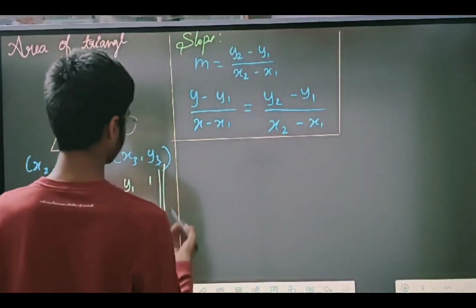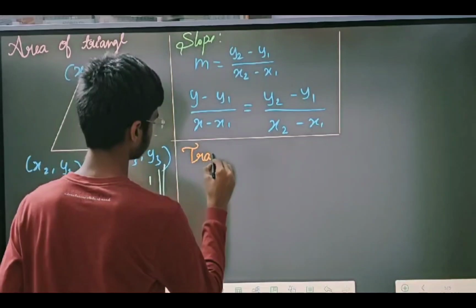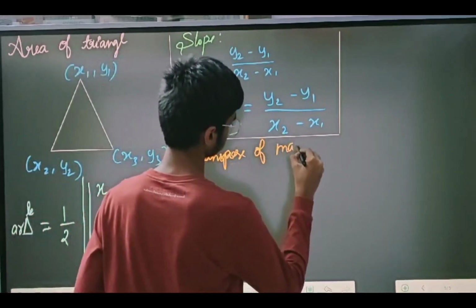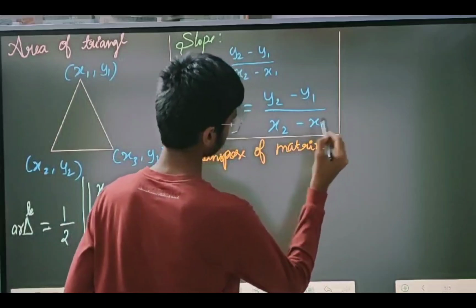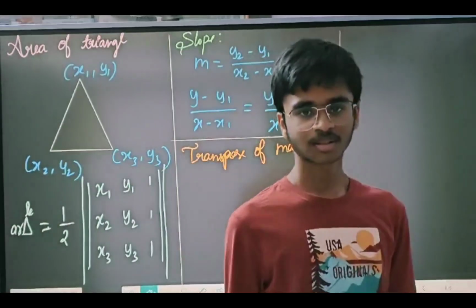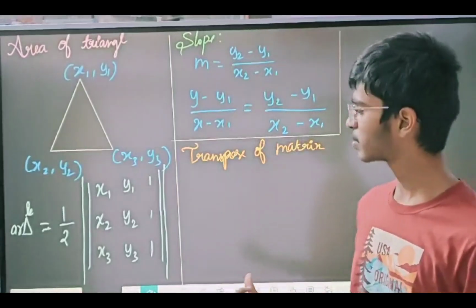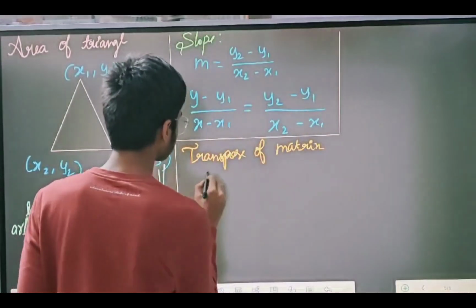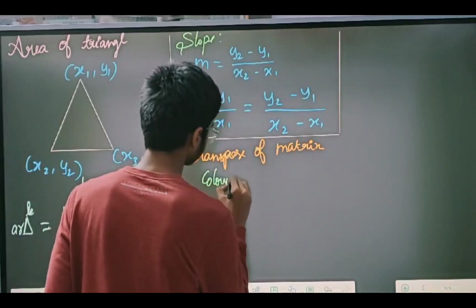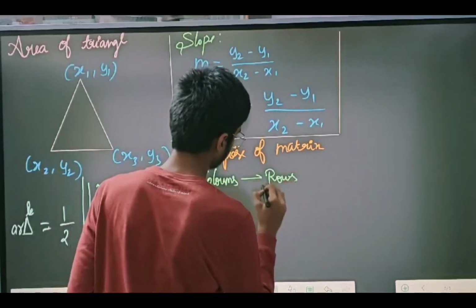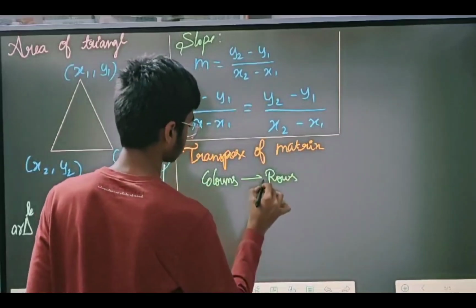What is transpose of a matrix? For the adjoint of a matrix, you have to know what the transpose of a matrix is. That is why I'm saying this, actually I think it is in our matrix lesson itself. It means columns are converted into rows, or you can also say rows are converted into columns.